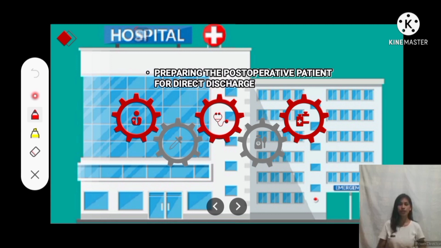So next, preparing the post-operative patient for direct discharge. Ambulatory surgical centers frequently have a step-down PACU similar to a phase 2 PACU prior to discharge. The plan is to discharge them directly to home. The patients will require verbal and written instructions and information about follow-up care.